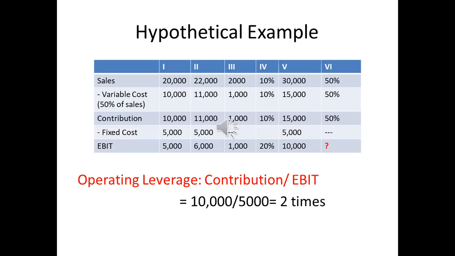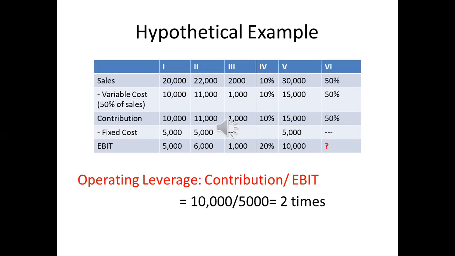Now, what is the formula for operating leverage? As I said, fixed cost plays a crucial role in the determination of operating leverage. So we are just going to take both of the things that are near the fixed cost: one is contribution and one is EBIT. It is simple. The one that is above the fixed cost will be the numerator and the one that is below the fixed cost is your denominator. This formula becomes contribution divided by EBIT. Contribution is 10,000 divided by EBIT of 5,000. Operating leverage is 2 times.